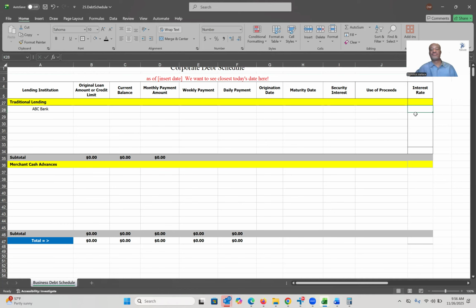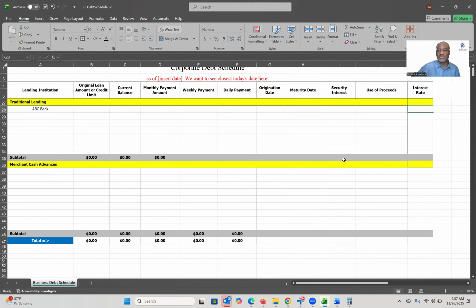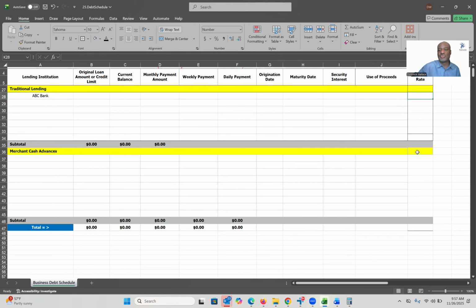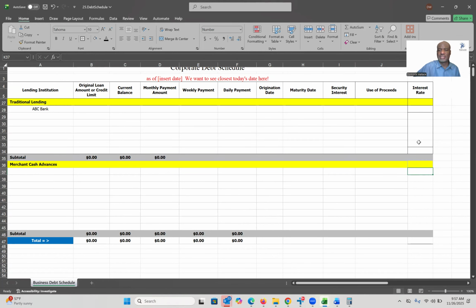And then the interest rate. Sometimes it's very tricky for merchant cash advances to know what the interest rate is. Sometimes it's not like an APR, but whatever you can glean from your loan document, what the interest rate is, put that down. Maybe the interest rate is tied instead to a monthly or yearly APR, maybe it's a daily APR or something like that.